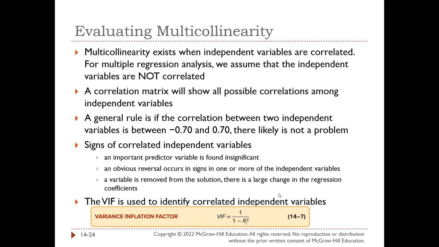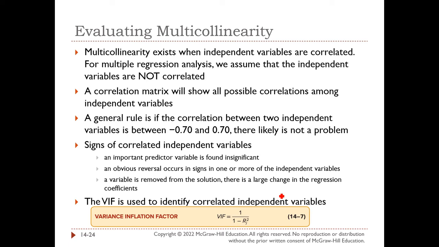Evaluating multicollinearity. Big words. Multicollinearity exists when independent variables are correlated. For multiple regression analysis, we assume that the independent variables are not correlated. Okay? A correlation matrix will show all possible correlations among independent variables. A general rule is if the correlation between two independent variables is between negative 0.7 and 0.7, there likely is not a problem.